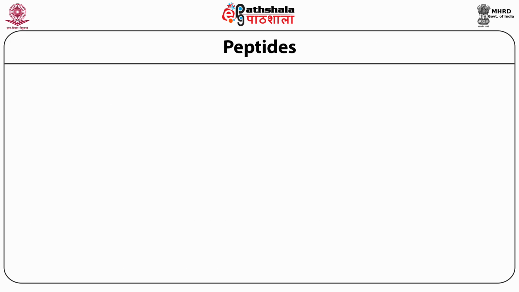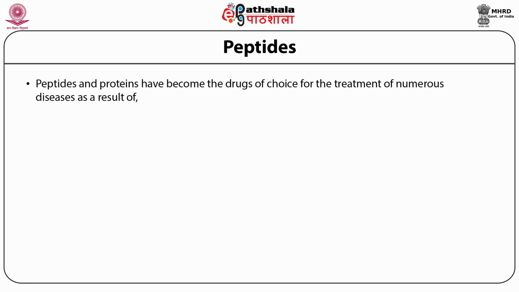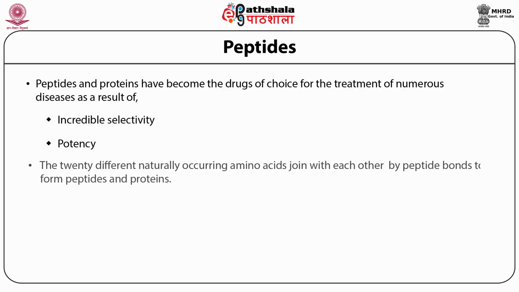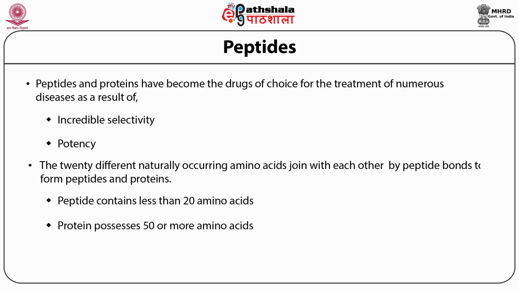Now coming to proteins and peptides. Peptides and proteins have become the drugs of choice for the treatment of numerous diseases as a result of their incredible selectivity and potency. We already discussed that the 20 different naturally occurring amino acids join with each other by peptide bonds to form a protein or peptide. Generally, those which contain fewer than 20 amino acids are termed peptides. However, a peptide chain which contains more than 50 amino acids in sequence is termed a protein.